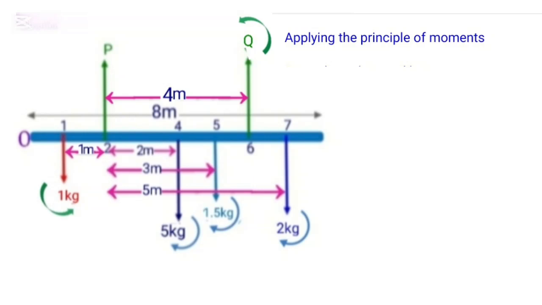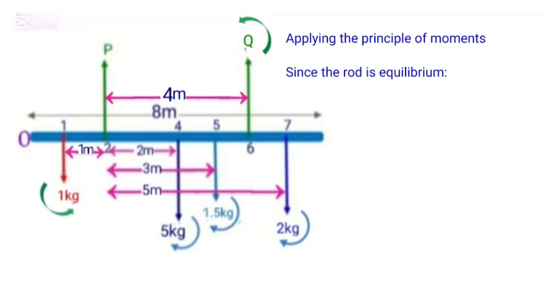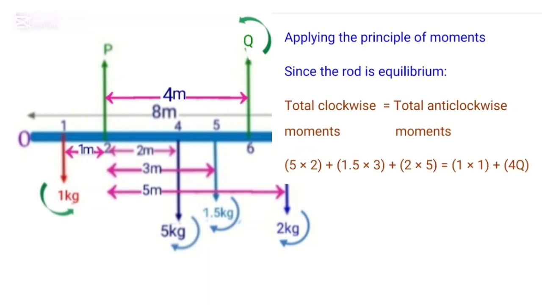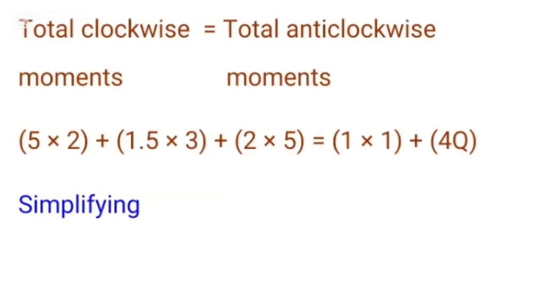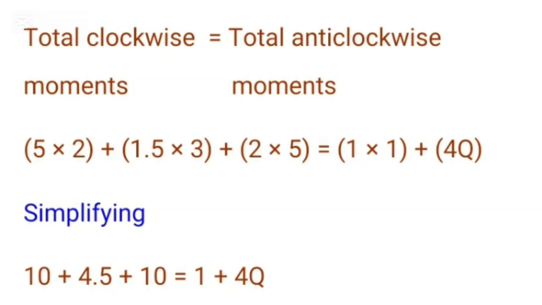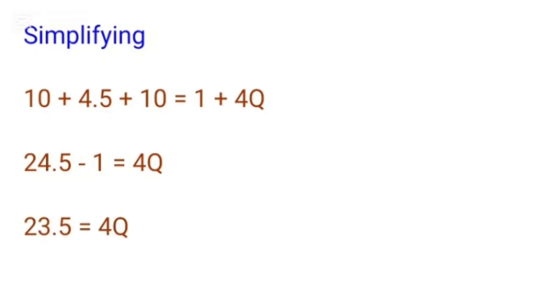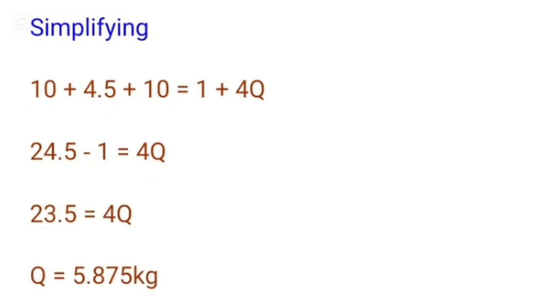Applying the principle of moments, since the rod is in equilibrium, total clockwise moment is equal to total anticlockwise moment. 5 times 2 plus 1.5 times 3 plus 2 times 5 is equal to 1 times 1 plus 4Q. Simplifying, 10 plus 4.5 plus 10 is equal to 1 plus 4Q. 24.5 minus 1 is equal to 4Q. 23.5 is equal to 4Q. Q is equal to 5.875 kilogram.